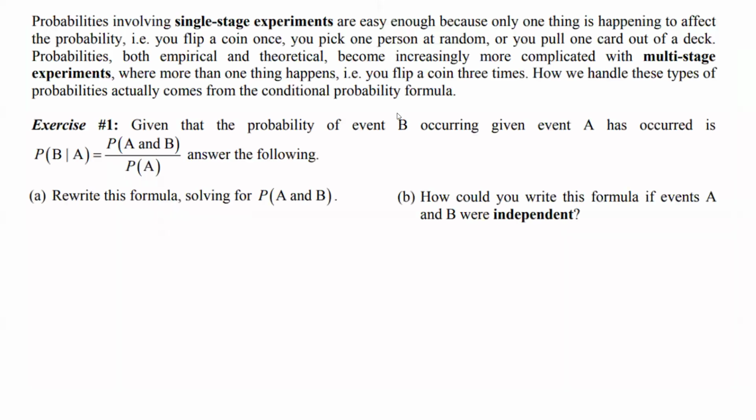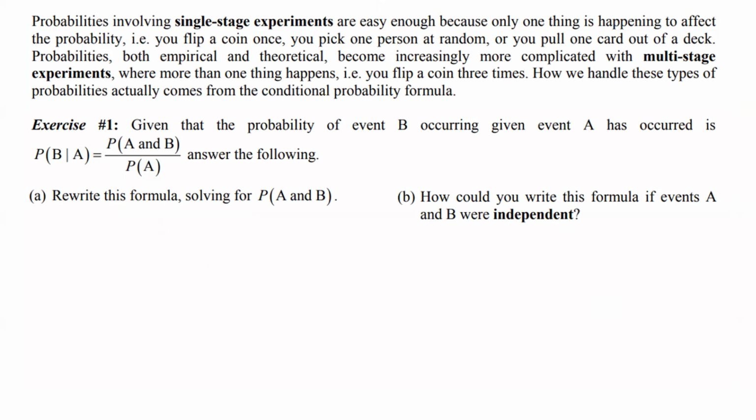LT6, multiplying probabilities. Here we go. Probabilities involving single stage experiments are easy enough because only one thing is happening to affect the probability. You flip a coin once, you pick one person at random, or you pull one card out of a deck. Probabilities, both empirical and theoretical, become increasingly more complicated with multi-step experiments, in which more than one thing happens.